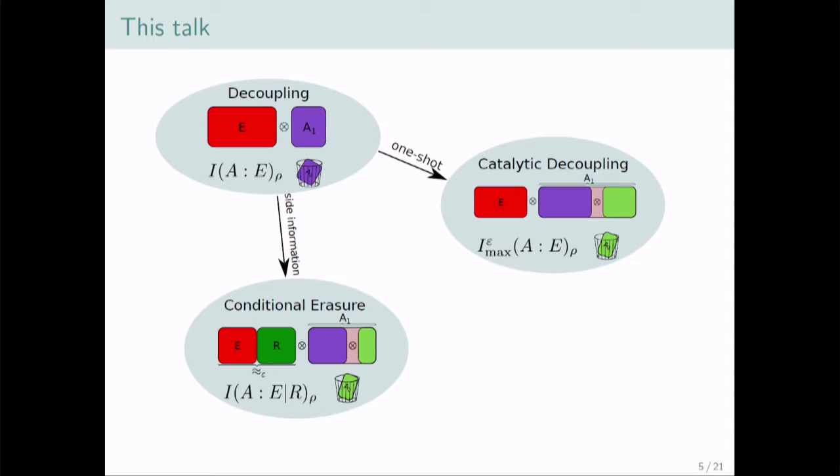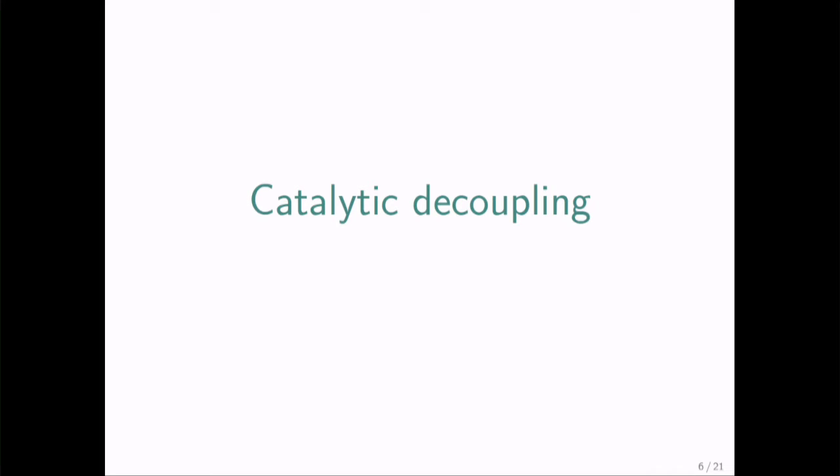And then I will continue in the second part to generalize decoupling to the setting with quantum side information. And here, perhaps not very surprisingly, the quantum conditional mutual information plays the role of the relevant information theoretic quantity. Okay, let's start with catalytic decoupling.